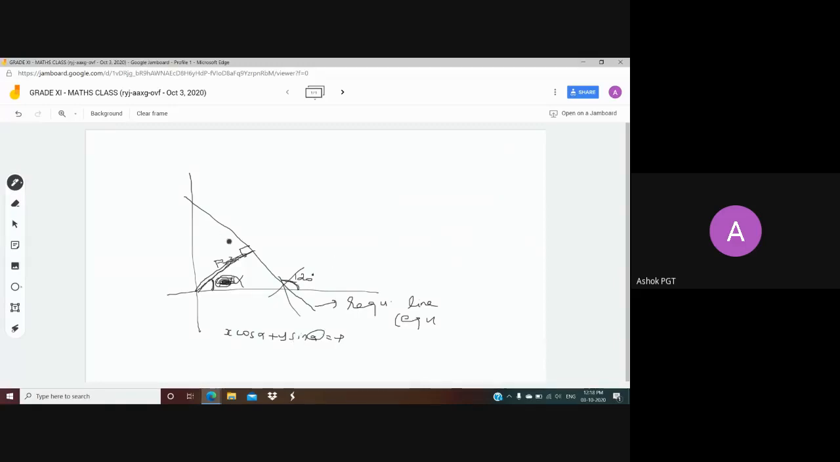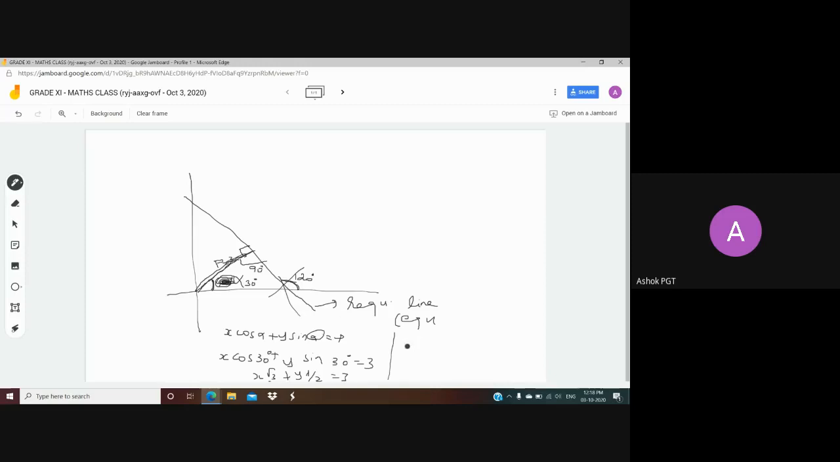So if this is 120 degrees, students, can you understand what I say? If this is 120 degrees, then here 90 degrees must go, and here it should be 30 degrees only. So the answer should be x into cos 30 degrees plus y into sin 30 degrees is equal to 3 units. You know that cos 30 degrees is root 3 by 2, and sin 30 degrees is 1 by 2, which is equal to 3.